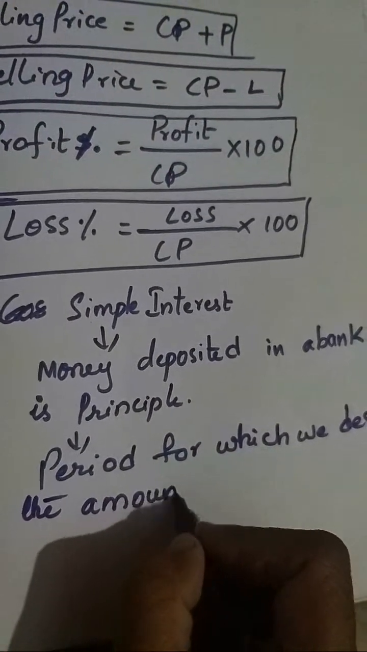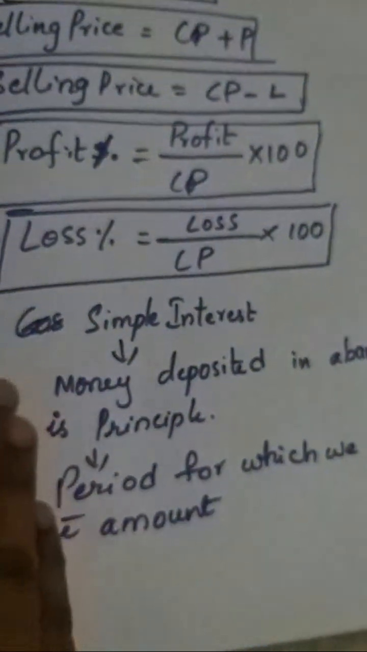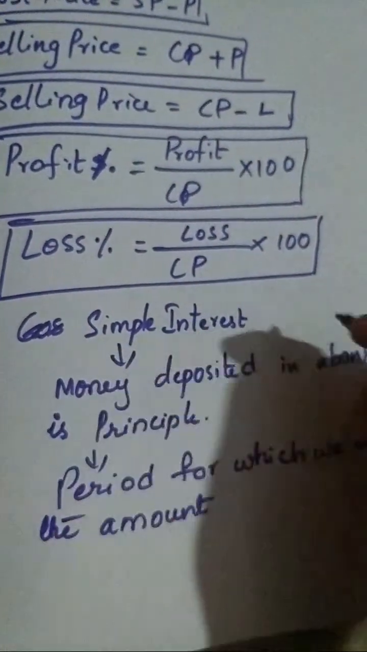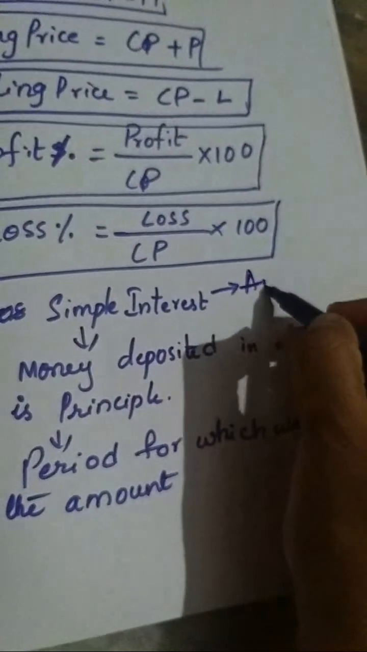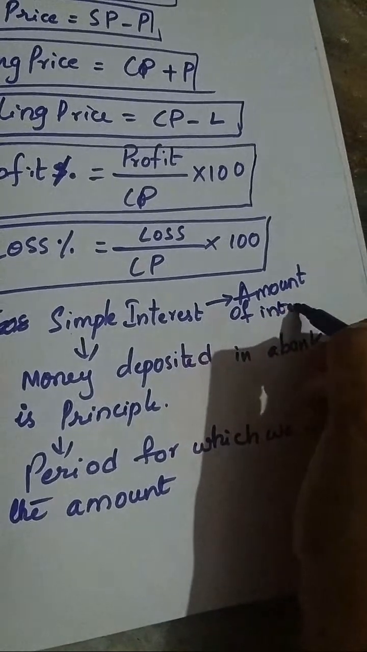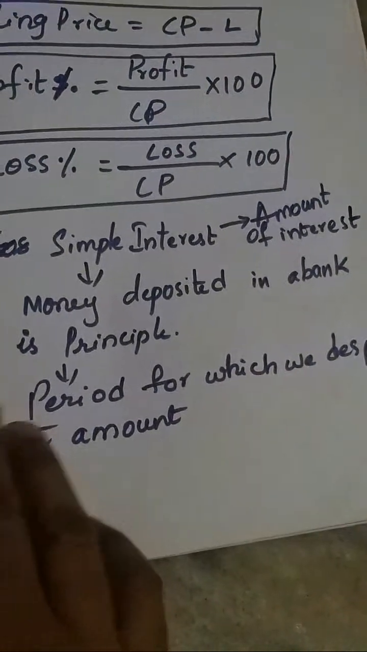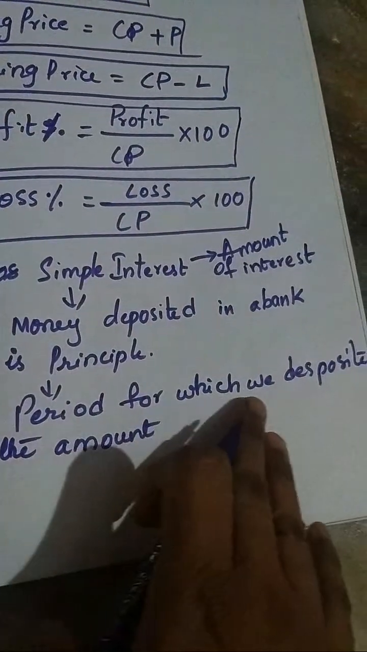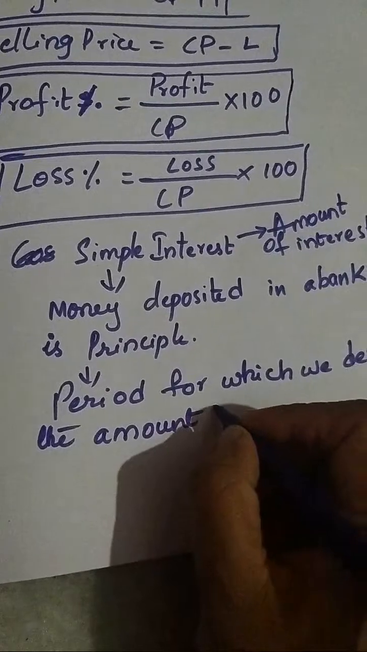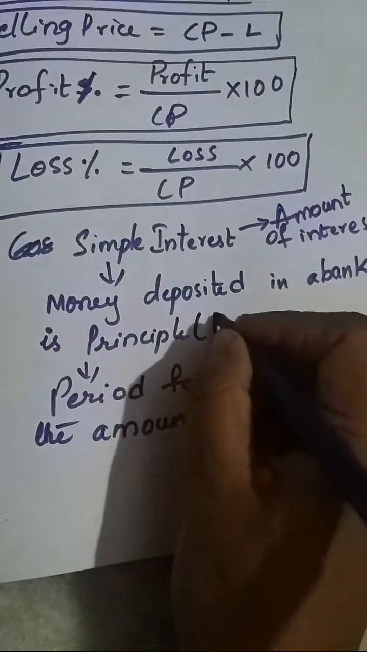Okay children, understanding about simple interest, what is simple interest, I am going to tell you how to calculate this. Simple interest is a method to calculate the amount of interest for a given period of time, the period for which we deposit the amount. That is called time, T. This is P.